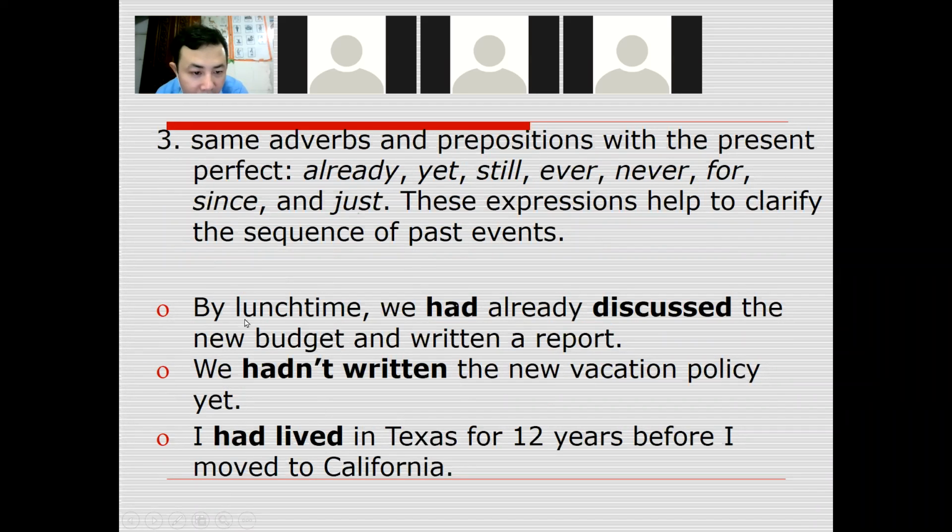Okay. Example here. By lunchtime, we had already discussed. We hadn't returned the new vacation policy yet. I had lived in Texas for 12 years. You see, they use the word for, the word yet, the word already, just like in present perfect. Okay, why do we use these words? These expressions help to clarify the past event.